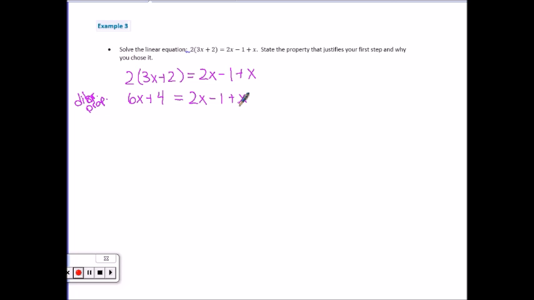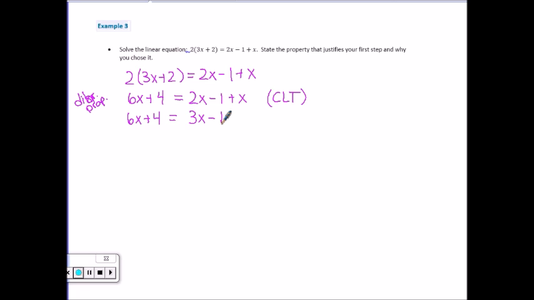So looking at our equation now, we simplified the left-hand side, so now we should simplify the right-hand side. Looking at the right-hand side, we can combine like terms. That's what CLT means, just an abbreviation. So we have 6x plus 4, because there's nothing to combine on that side. And then we can combine our 2x and our x to give us 3x. And then our minus 1 just stays because we don't have any other just numbers in the equation.